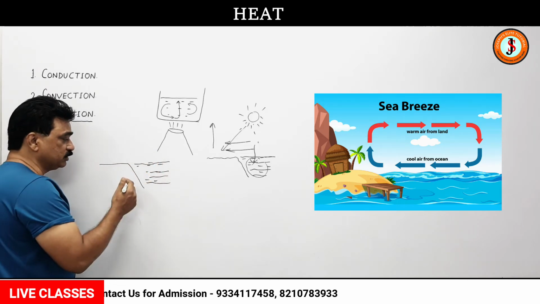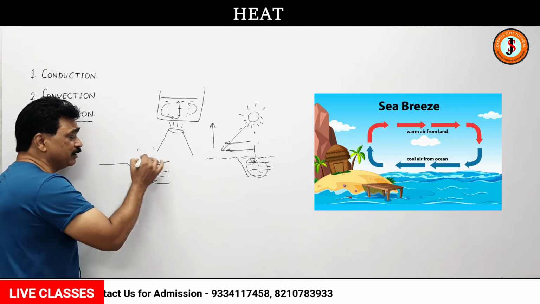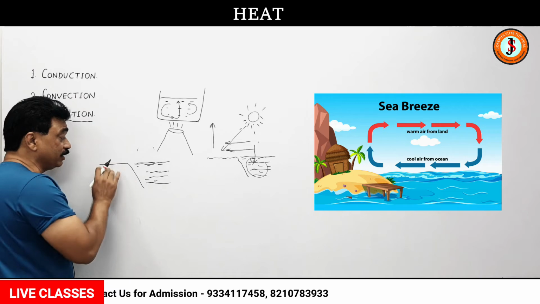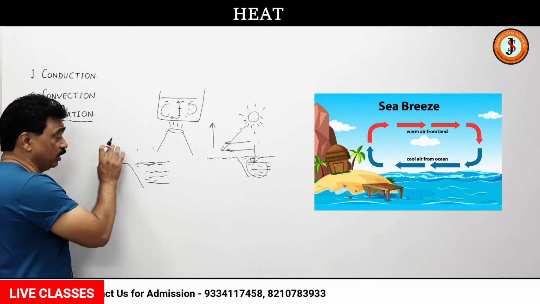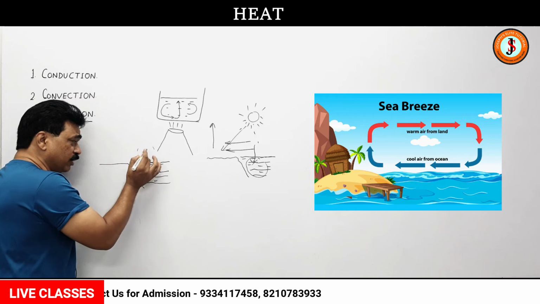So that means now it is the opposite thing happening. Since it is hot now, at night the air above the sea is getting hotter, but the land at night has cooled down very fast, so the air above the land is now cooler. So at night what happens?